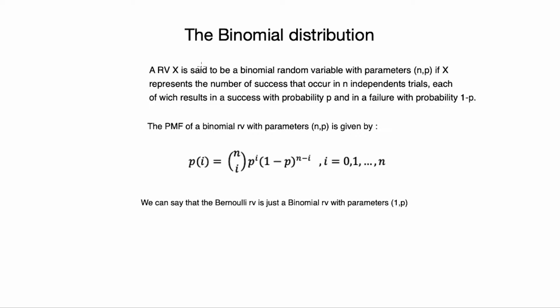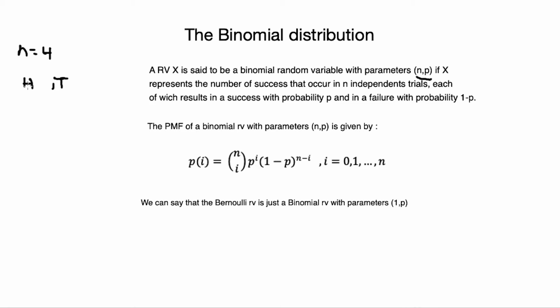The second distribution we discuss today is the binomial distribution. So we say that a discrete random variable X is a binomial random variable with parameters n and p if X represents the number of successes that occur in n independent trials. For example, if we have n equals 4, we flip a coin 4 times, and we set the success as when we get head, the number of heads that we get, and failure for the number of times we get tails.